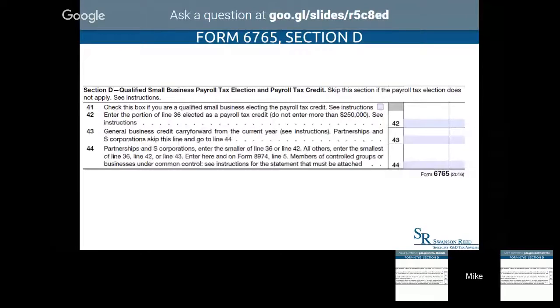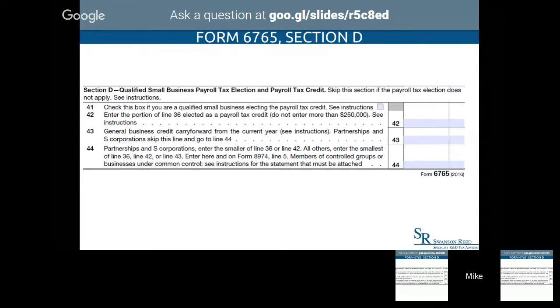You will not see that on the 2015 version of that form. Go to line 42, and you'll see the line to enter the portion of your gross credit as a payroll tax credit, and it's capped at that $250,000 that we've already mentioned.